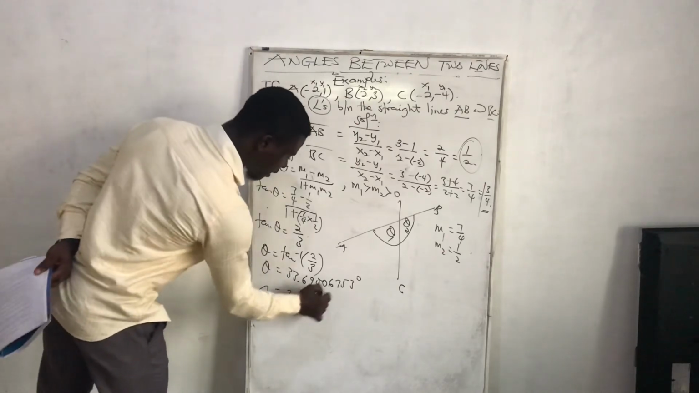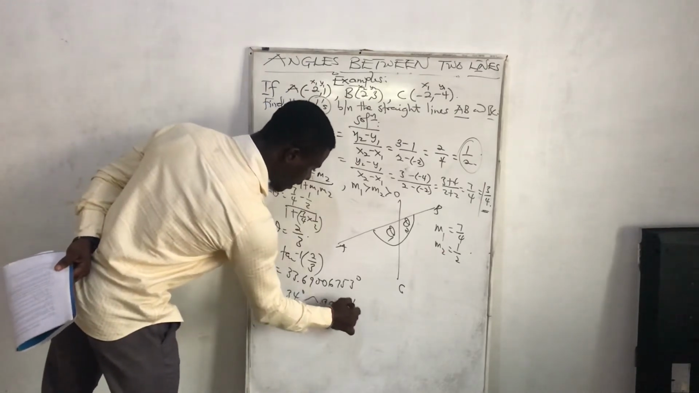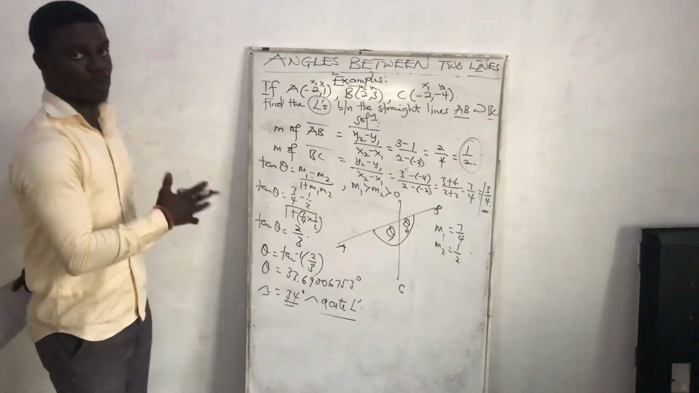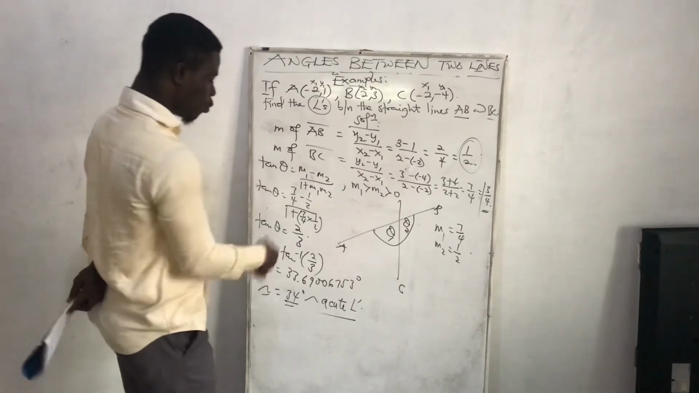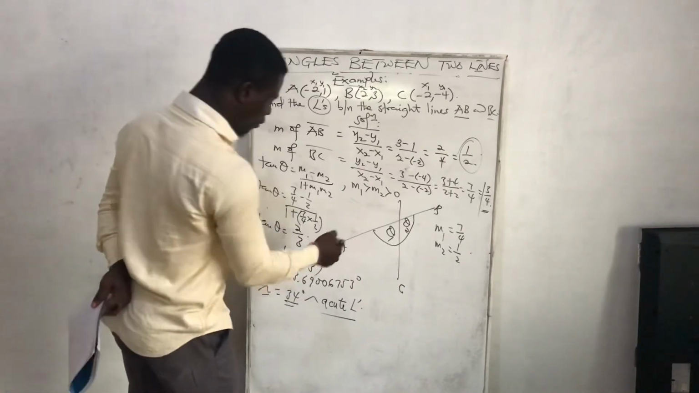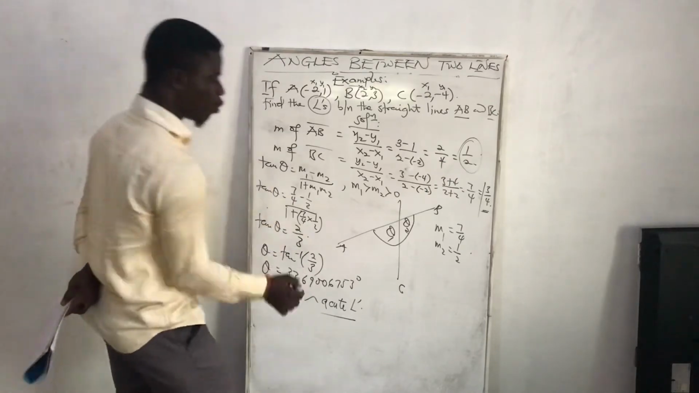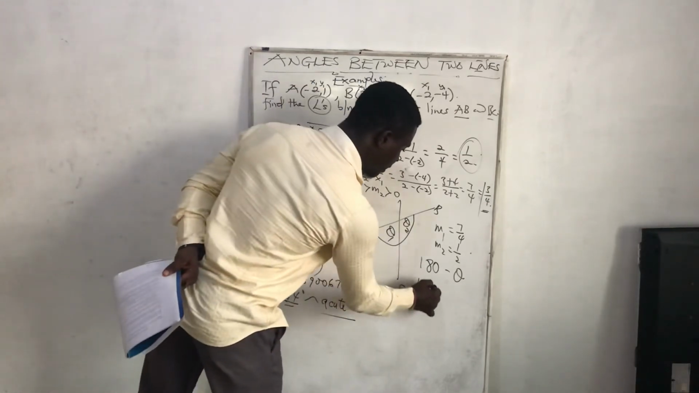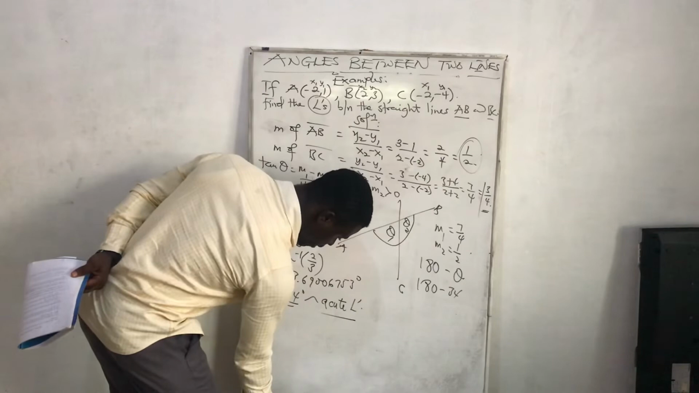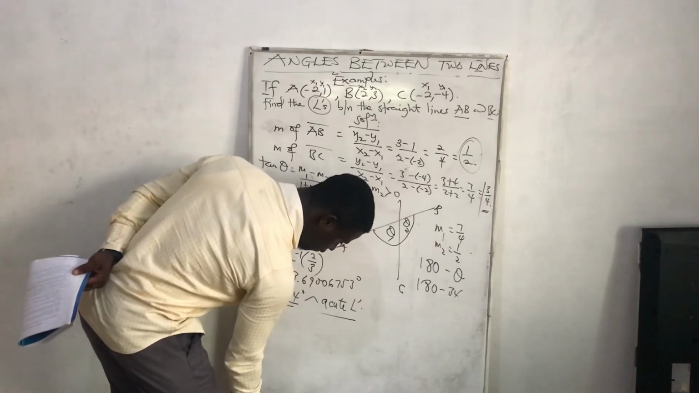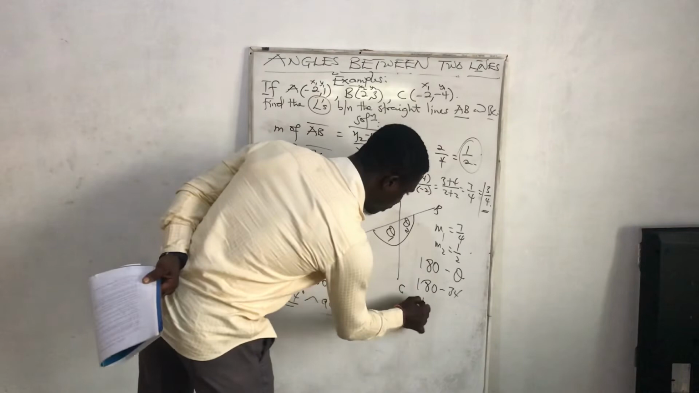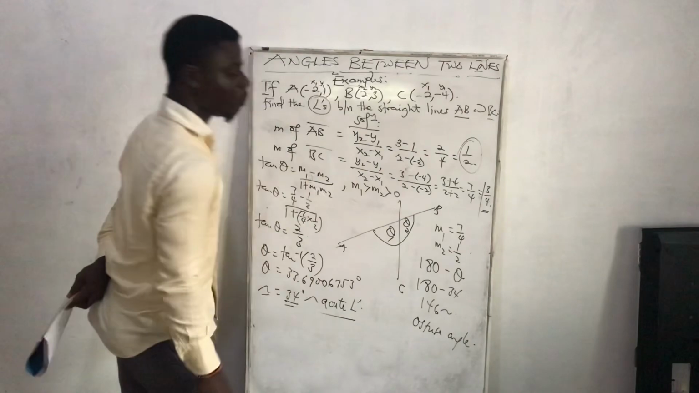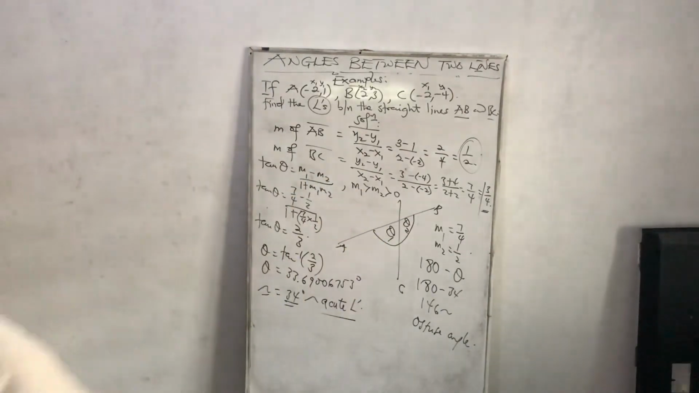So this one is the acute angle. Why is it the acute angle? Because it's greater than 0 degrees but less than 90 degrees. Then how can we find the obtuse angle? We have to subtract 34 from 180. So 180 minus theta, that's our theta, 34. So 180 minus 34 is equal to 146. So this one is our obtuse angle. Very, very simple.